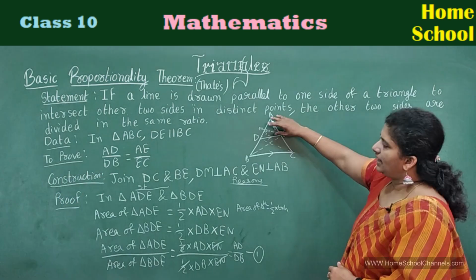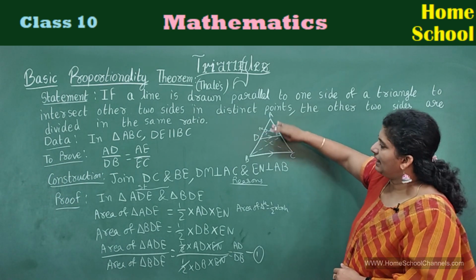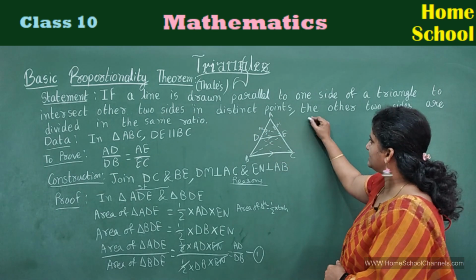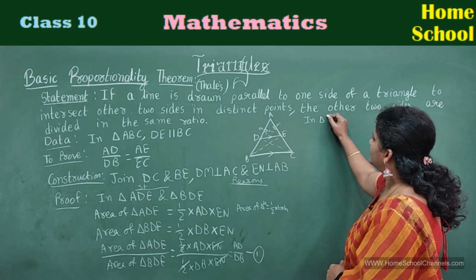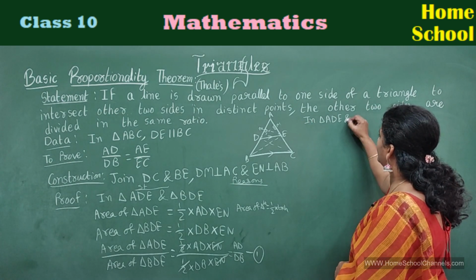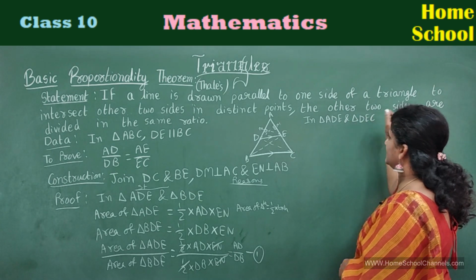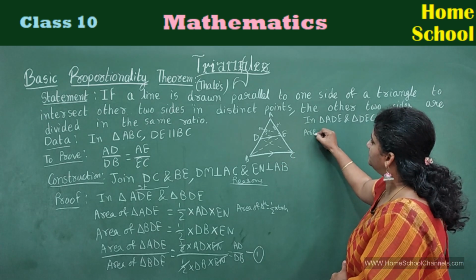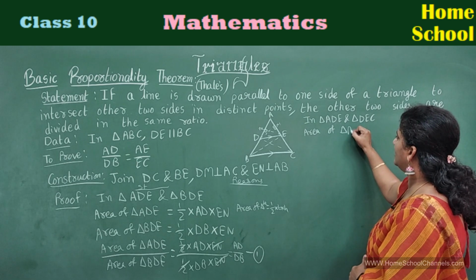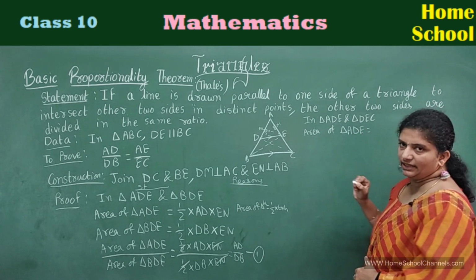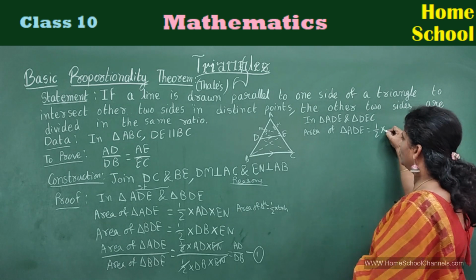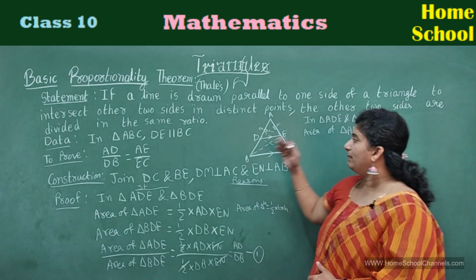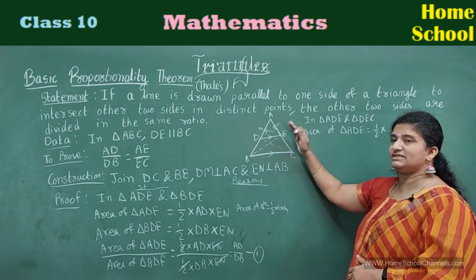So now next. Again I'll take ADE triangle and EDC triangle. Observe carefully. ADE, EDC. So write here in triangle ADE and triangle DEC. Same manner, how you have done that? Same manner. Area of triangle ADE is equal to half into. Now same triangle I have taken there, but I have taken their base AD. But now I'll compare the triangle from this side.